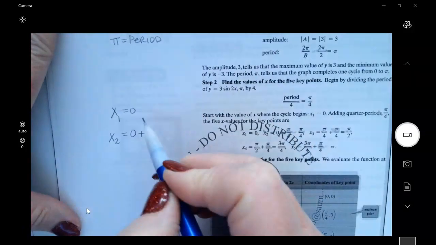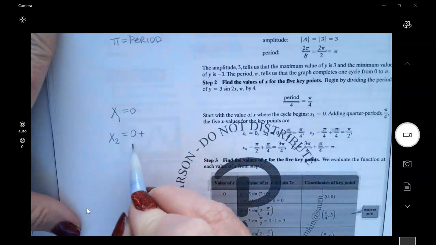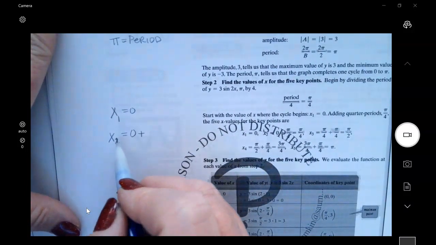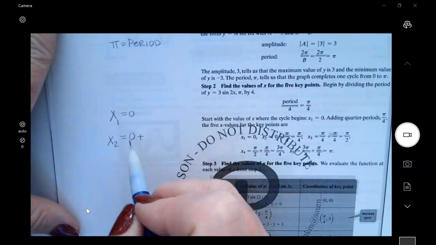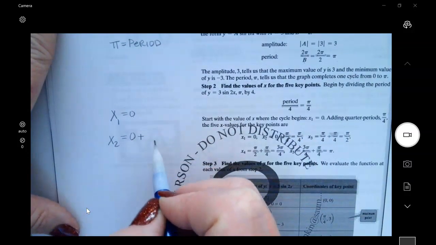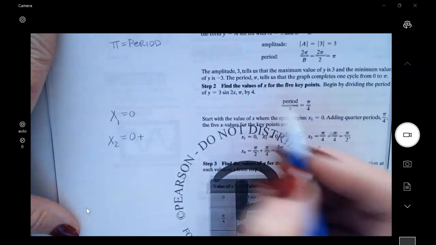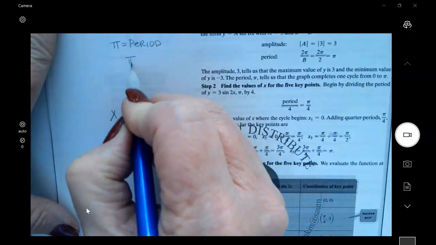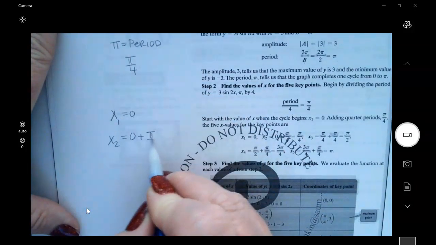We're going to start here. X sub 1 is 0. X sub 2, your second point where you're going to find your value, is going to be x sub 1 plus the period divided by 4. Well, the period here is pi, so we're going to add pi over 4 to that.